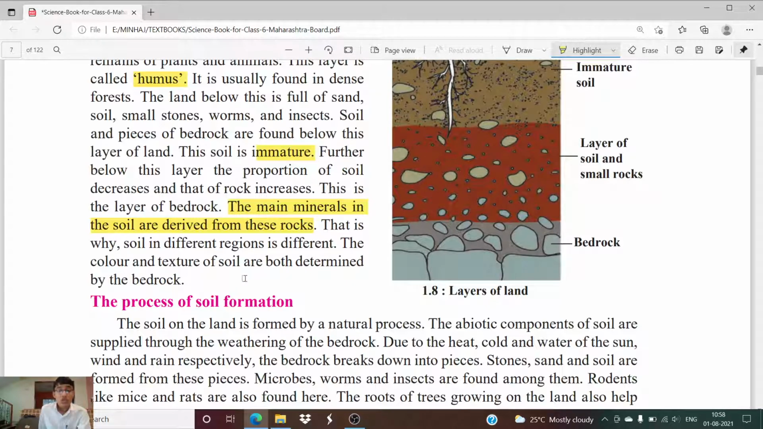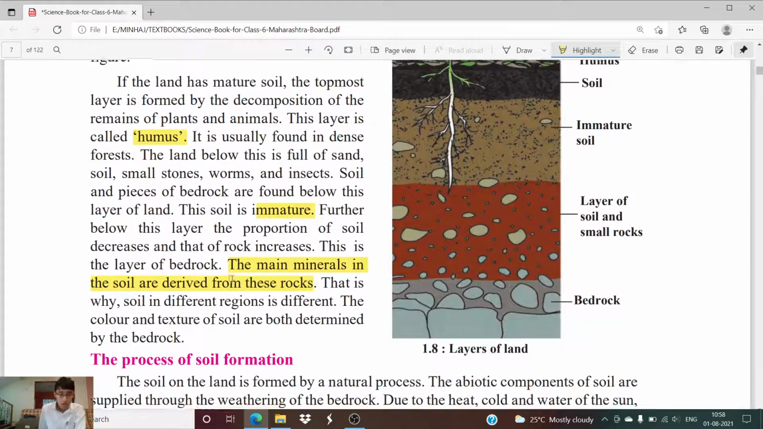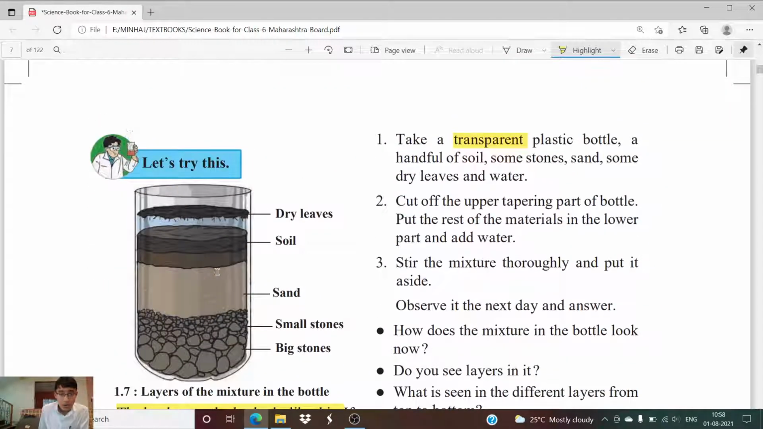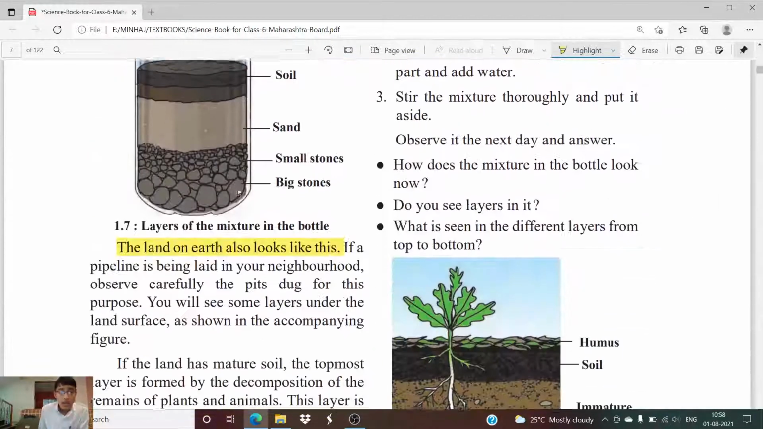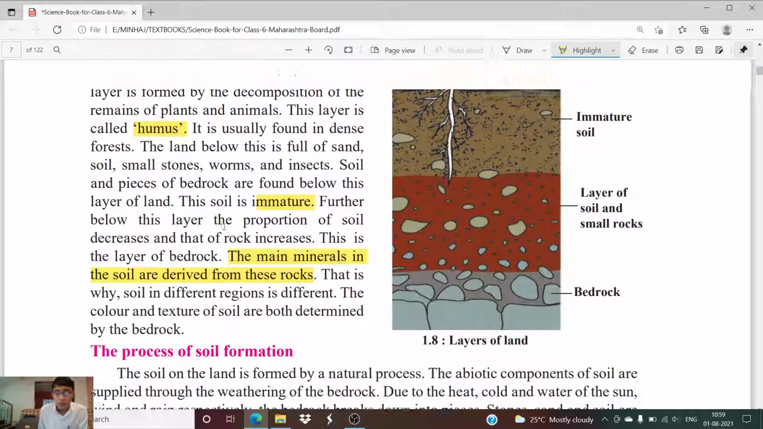The color and texture of soil are both determined by the bedrock. Always remember that the color of soil, the amount of soil or the type of soil present in a region differ with respect to the climate. Depending on the climate and the region, the soil present in a particular area will be different. So this is about the land. We have studied the introduction to this part. In the next lecture we will see how the soil is formed. Okay, so thank you.